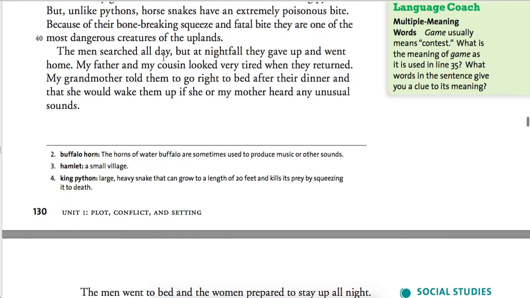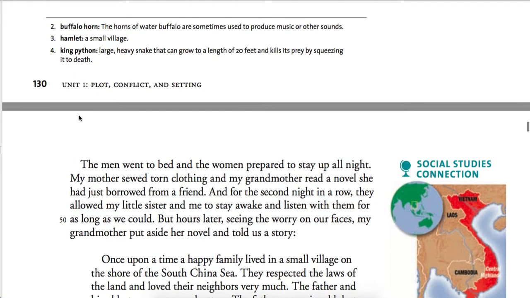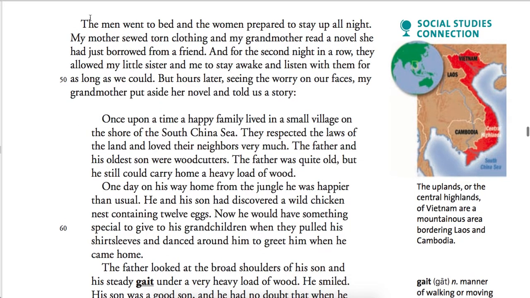The men searched all day, but at nightfall they gave up and went home. My father and my cousin looked very tired when they returned. My grandmother told them to go right to bed after their dinner, and that she would wake them up if she or my mother heard any unusual sounds. The men went to bed, and the women prepared to stay up all night.